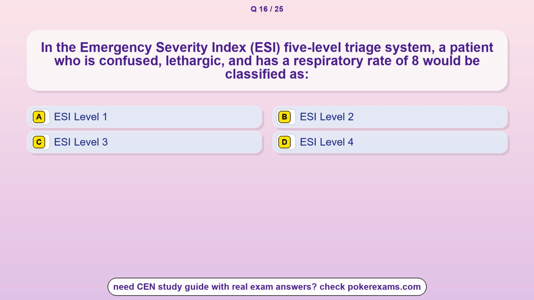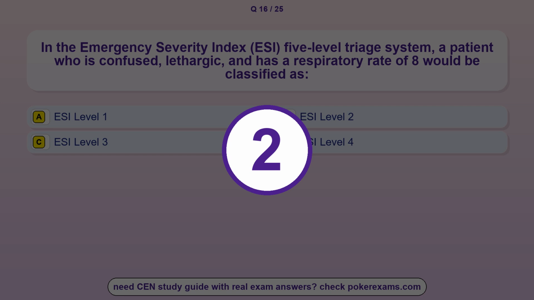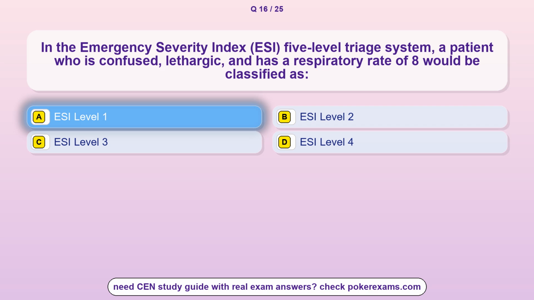Question 16. In the Emergency Severity Index (ESI) 5-level triage system, a patient who is confused, lethargic, and has a respiratory rate of 8 would be classified as: option A, ESI level 1. Option B, ESI level 2. Option C, ESI level 3. Option D, ESI level 4. The correct answer is option A, ESI level 1.